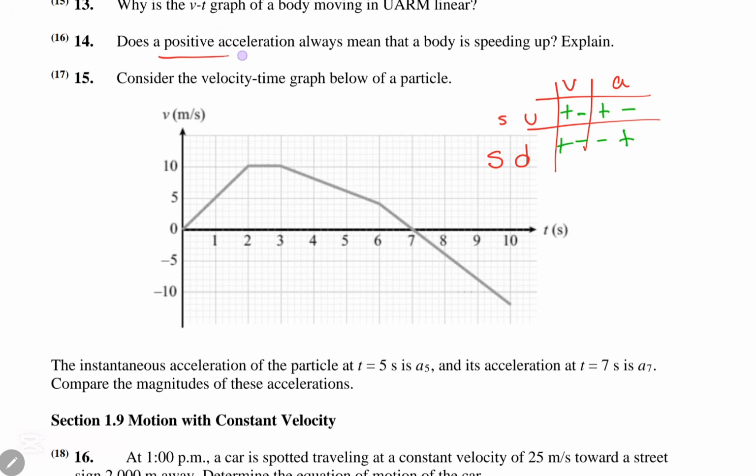First of all, if it has a positive acceleration, it's going to be speeding up if it's moving with a positive velocity, right? Or if it's moving in the positive direction. However, very important, if it's moving in the opposite direction with a negative velocity, then the body is going to be slowing down. Okay, this is something very important you need to keep in mind.